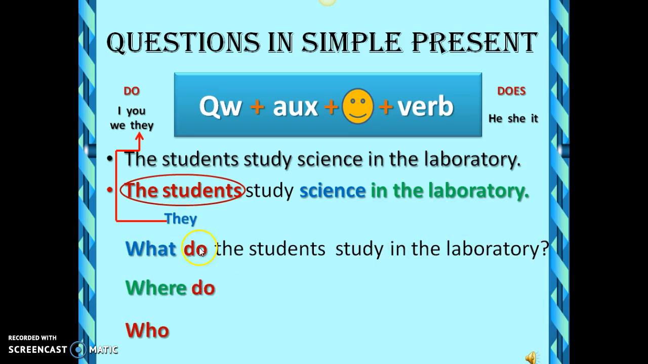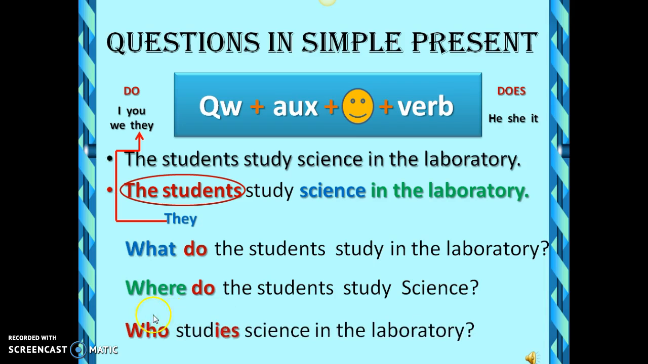Then we have where, the same: where do the students study, where do they study? In the laboratory, so that doesn't go in the question. And finally, we have the who subject question, which has a different way to do it. You just change the subject for the question word who. And you put the verb in the third person. So who studies science in the laboratory?